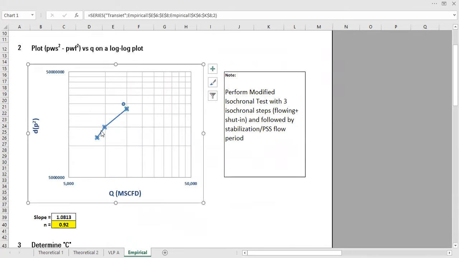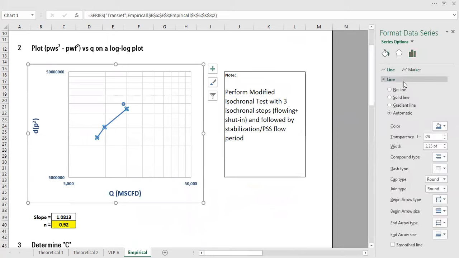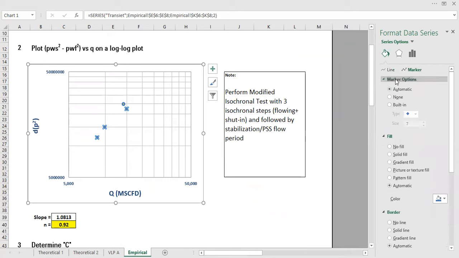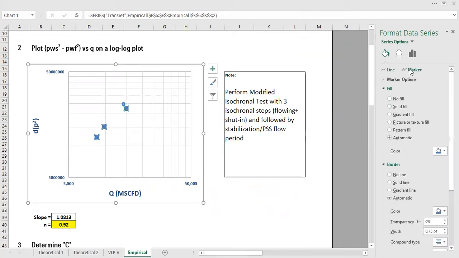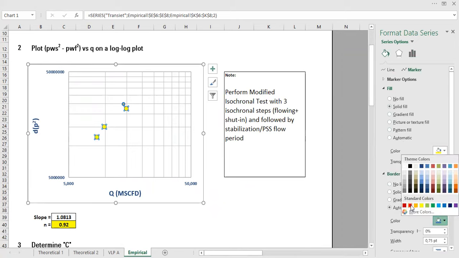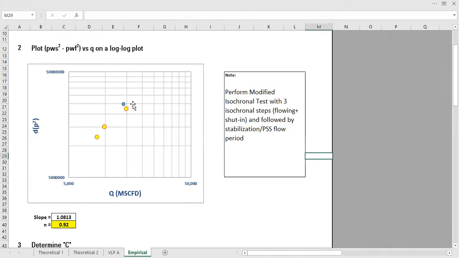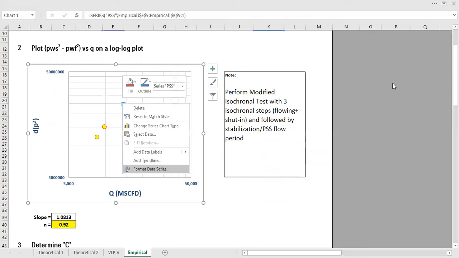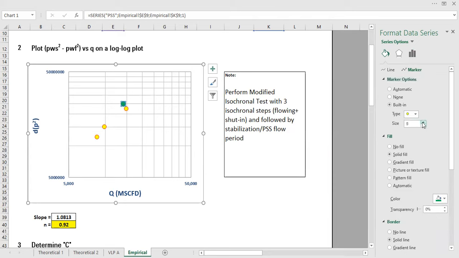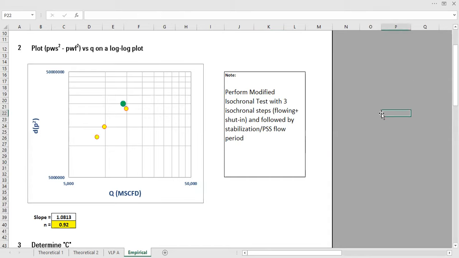And then format series, I don't want to make line out of it. And then marker, I want to select this one and then make it a bit bigger. And then for the marker, fill yellow, for the border, red. And then let's make this one also for the filling, maybe green, and then the size also big. All right, so that's good.